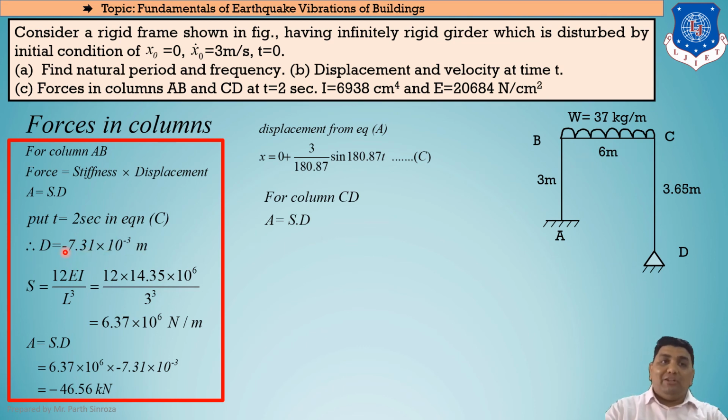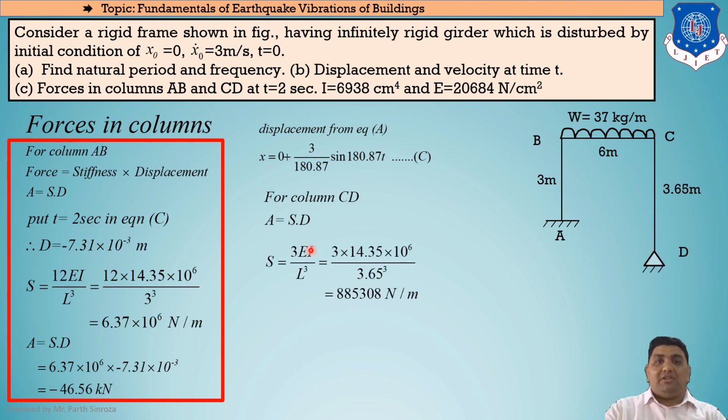The D value will be the same as we found earlier, that is minus 7.31 into 10 raised to minus 3. So the only thing that will be changing is the stiffness. Why so? There are two basic reasons. First, the length of the column is being changed, and the end condition is also changed. Clear? If the length and end conditions had both been the same, then again there would be no need to find the value of stiffness. Clear? But here we'll be finding the value of stiffness.